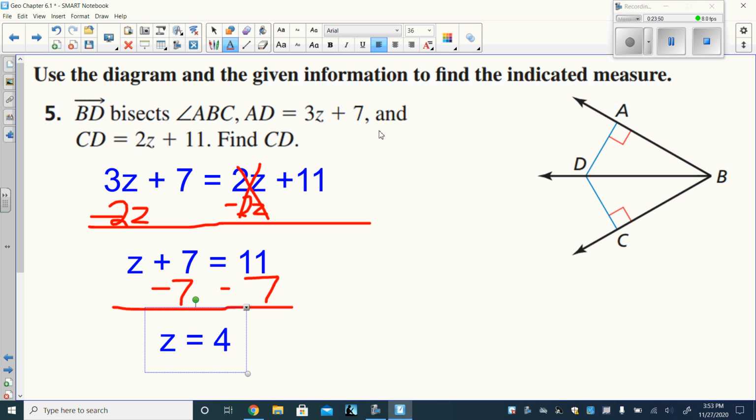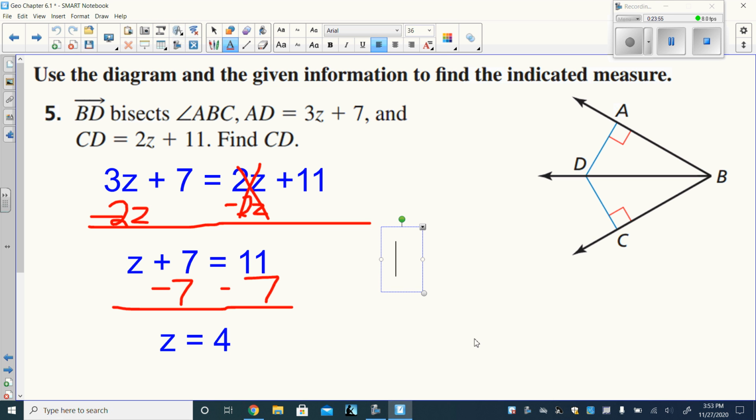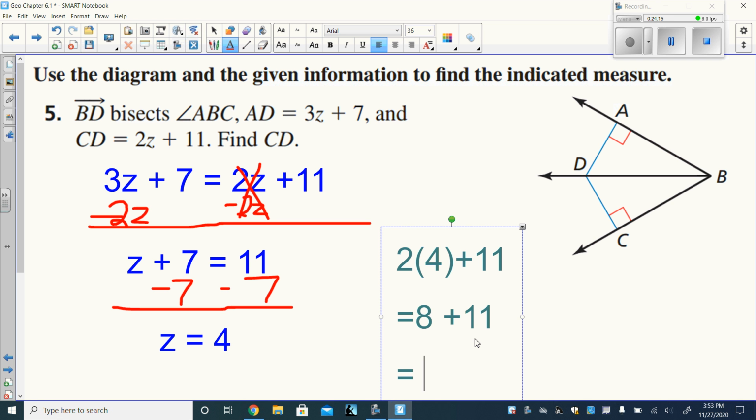So we found the value of z. Now all that's left is to plug it back in. When we plug this back in for z, I'm just going to pick one of the equations. So I'll pick the 2z plus 11, so we would do 2 times, well, our value of z was 4, plus 11. Well, 2 times 4 is 8, and 8 plus 11 gives me 19. So the value that we're looking for, the length of CD, the measure of CD, is 19. And that's all we needed to do to solve this one.